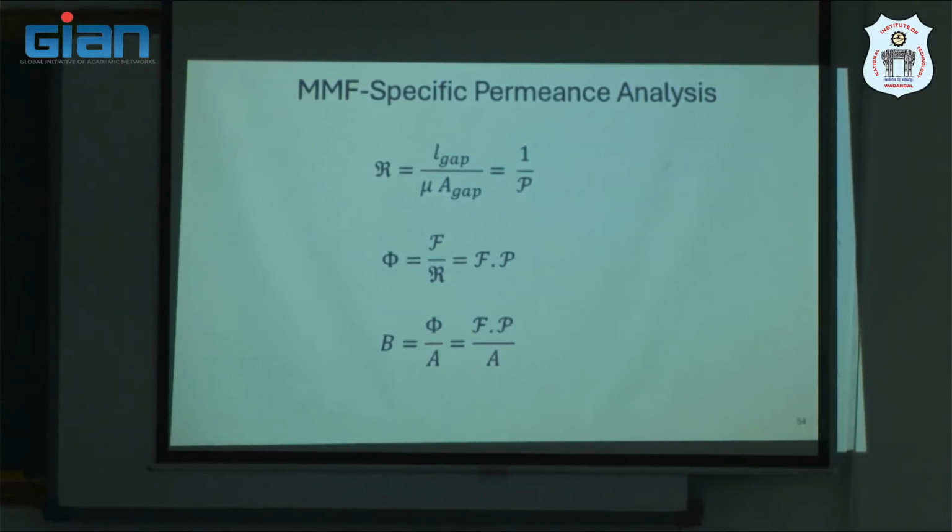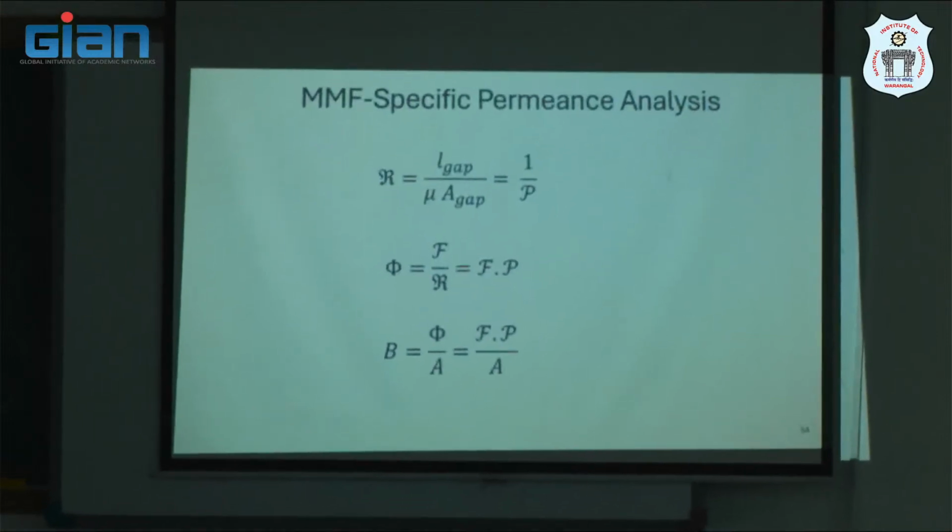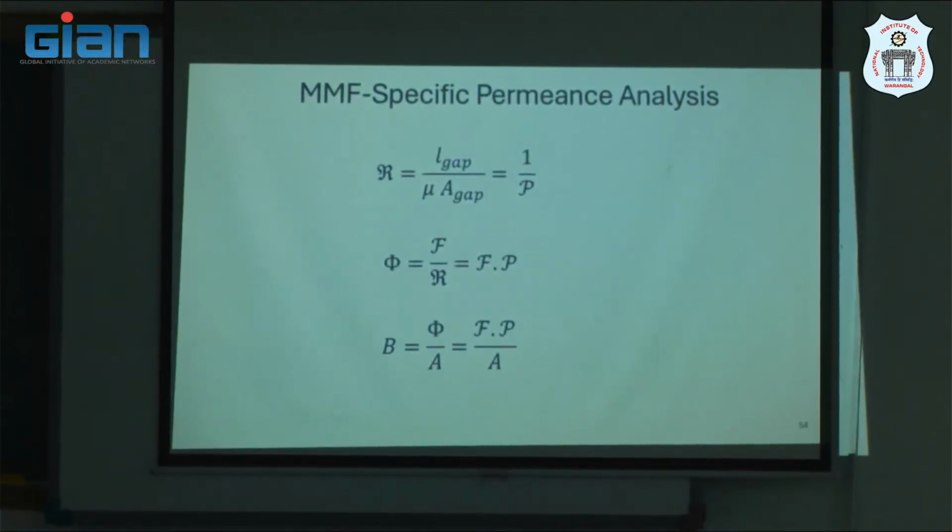And what is flux density? Flux per unit area. So if I divide the product of MMF and permeance by unit area, I get flux density. So what I am going to say is, I am going to call this specific permeance. And this is MMF. So the flux density in the air gap can be easily synthesized if I know the MMF and the permeance associated with the system.